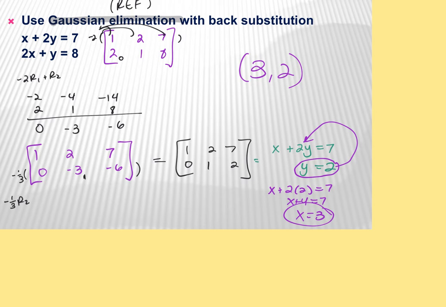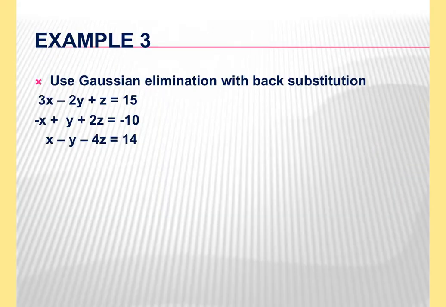So this is like I said yesterday, you have graphing, you have elimination, you have substitution, and now you have Gaussian elimination with back substitution, the fourth method to solving a system. All right, now we do the three variables.